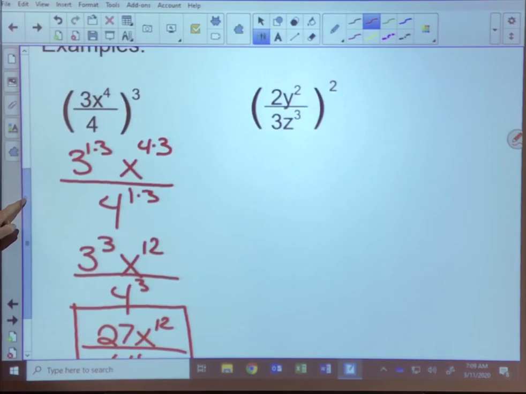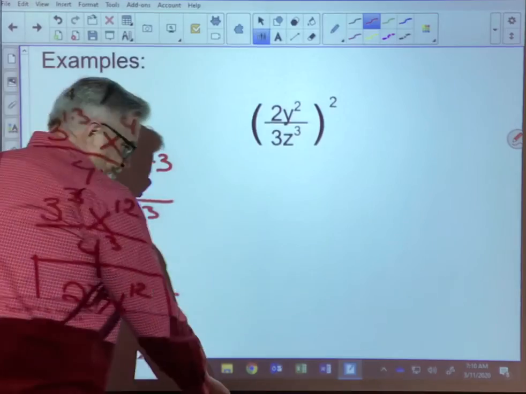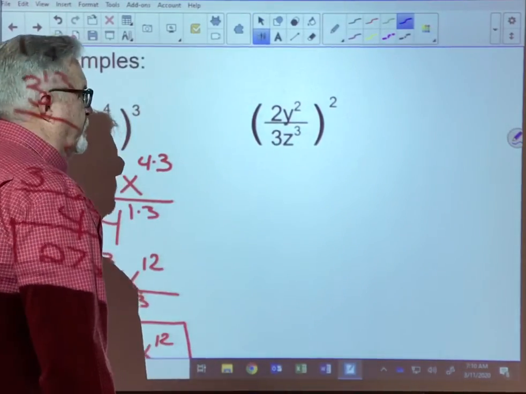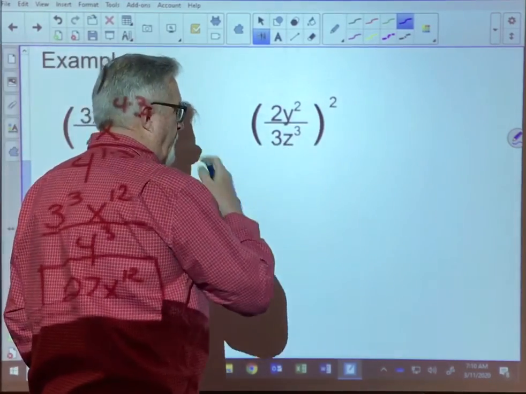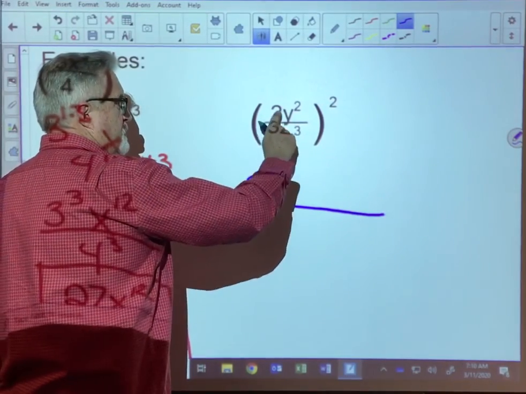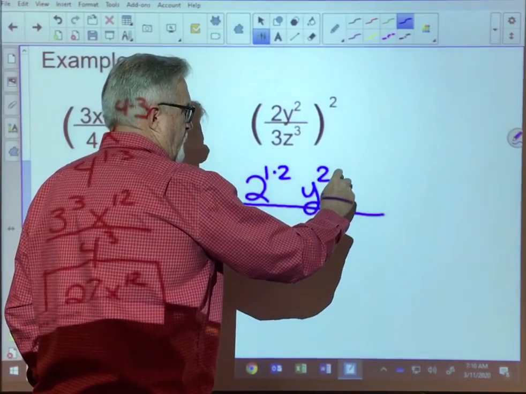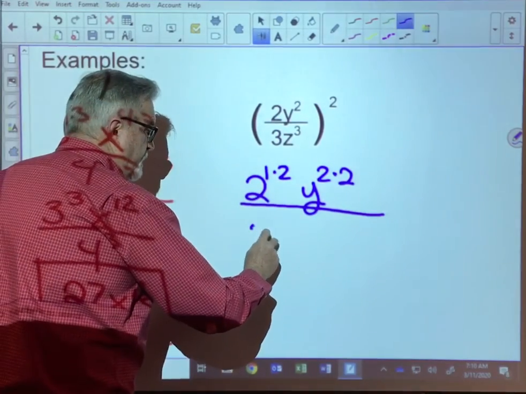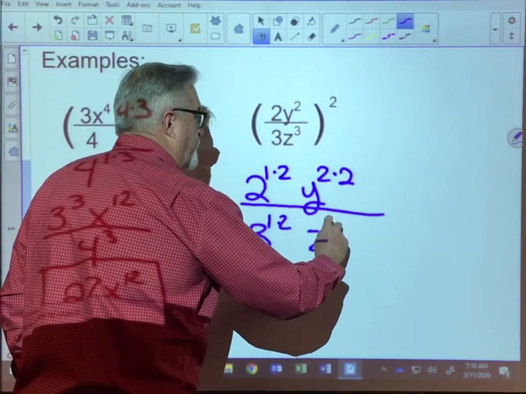Okay, let's take a look at this second example that we have here. Basically the same thing. We're going to raise 2y to the second power divided by 3z to the third power. We're going to raise that to the second power. So let's take a look at what this is really saying. So it's 2 to the first power times 2. It's y to the second power times 2. In the denominator, we will have 3 to the 1 times 2 power, and z to the 3 times 2 power.